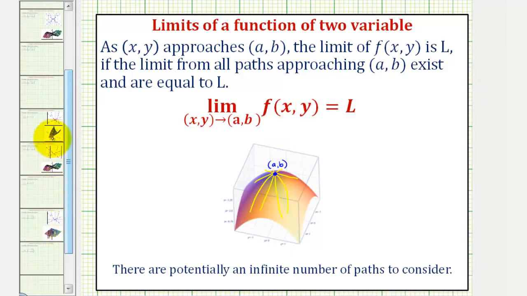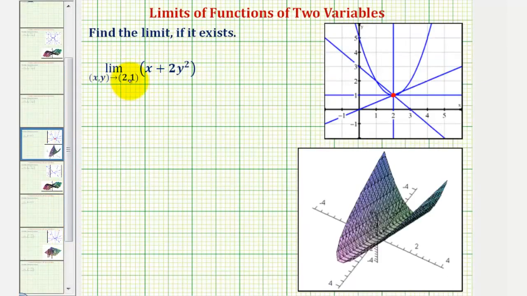So going back to our example, notice how our function f(x, y) equals x plus 2y squared is continuous over all real numbers (x, y), and therefore we can find this limit performing direct substitution. It's also helpful to graph the surface if you have three-dimensional graphing software available. I provided the graph of our function here, and notice how the surface is continuous everywhere.